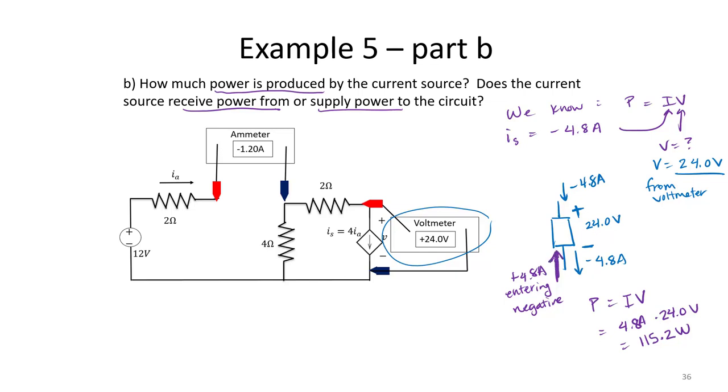Notice our 4.8 amps is essentially entering the negative terminal. So passive convention is not satisfied. So the power must be supplied. Another way to visualize this is to look at our water wheel. We've got negative 4.8 amps, a height of 24 volts. So our source must supply power.